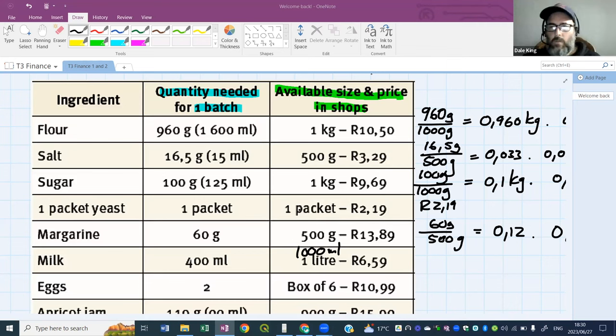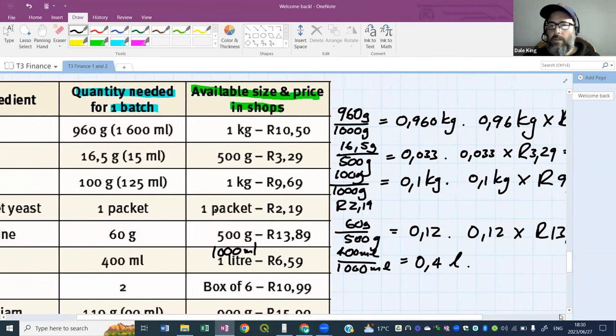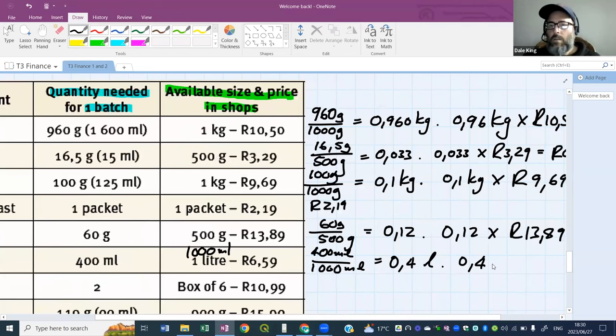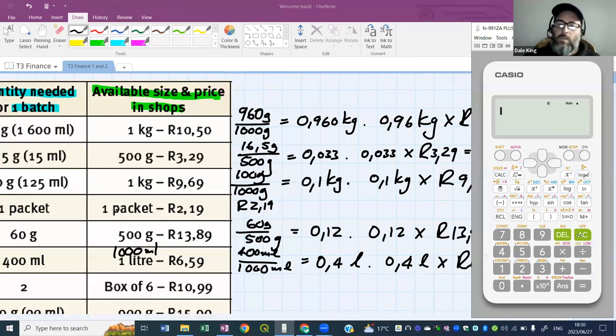All right, so we've got 400. Everyone should be doing this calculation: 400 out of 1,000 milliliters, which is 0.4. So 0.4 of a liter, and each liter is 6.59. But I've only got 0.4 of a liter, so 0.4 times 6.59 gives us 2 rand 636. The second decimal is a 3, which we'll have to change to a 4, so 2.64 rands.